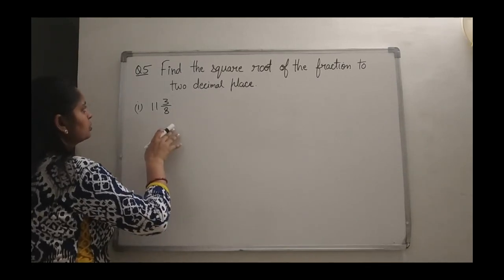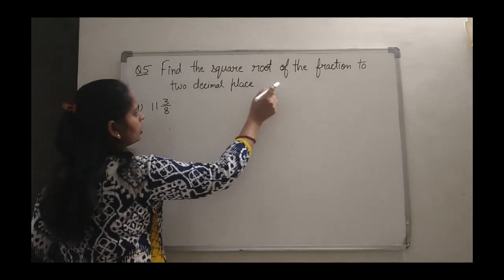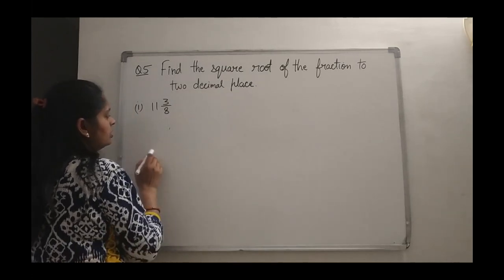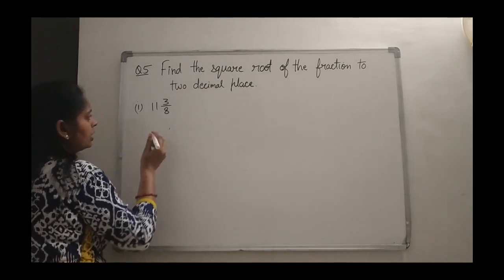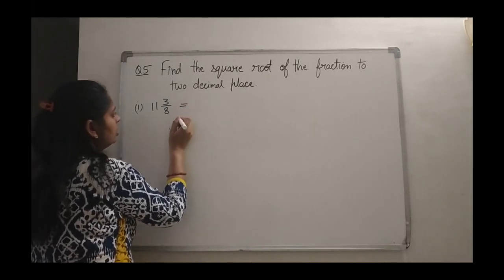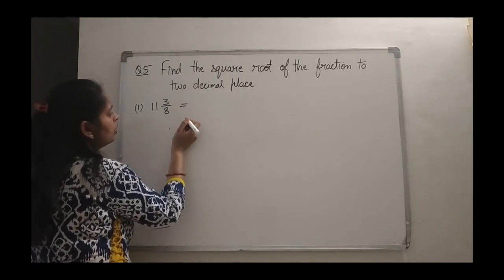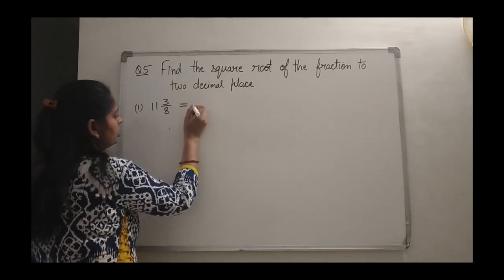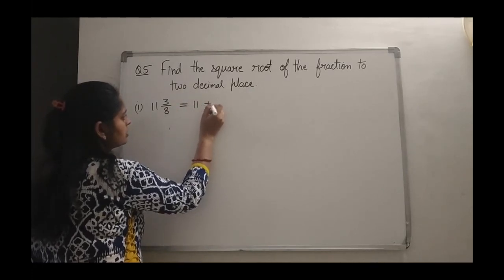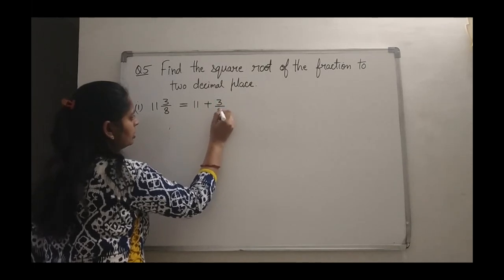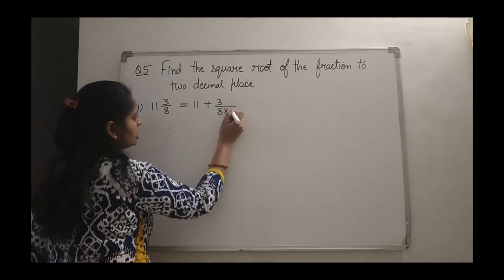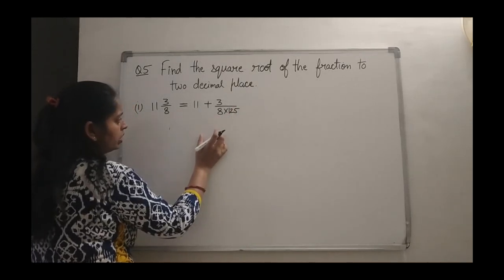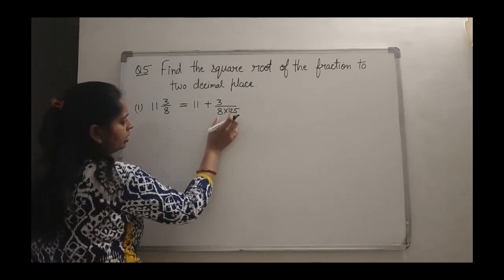Yes, now see the next question. Find the square root of the fraction to 2 decimal places. We have a fraction number. So if we have a fraction number, first we will convert it into a decimal, and now you know how to find the square root of a decimal number. So 11 3 by 8 will go for 11 plus 3 by 8, and to make it into a decimal, what do we have to make? We have to make the denominator 10, 100 or 1000.